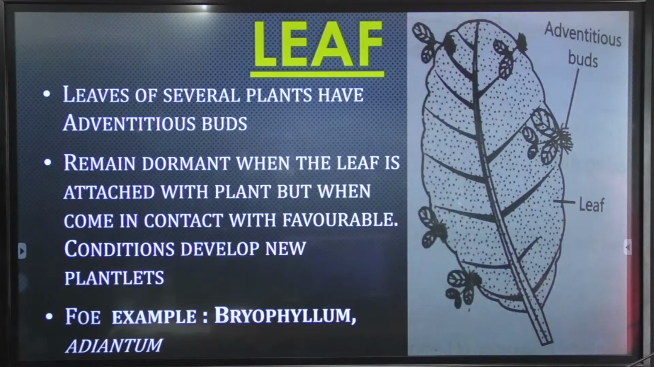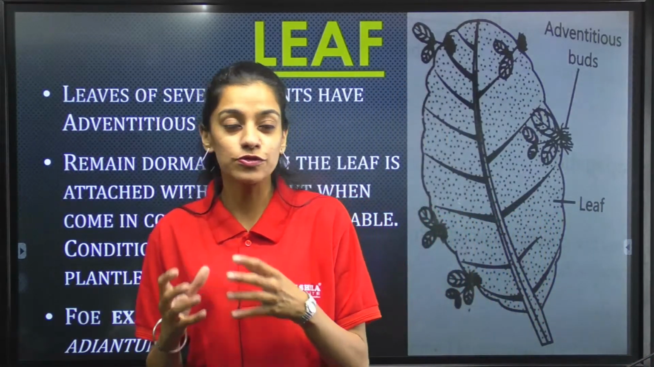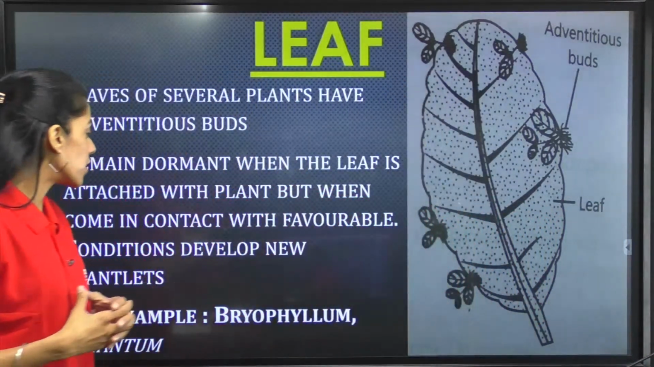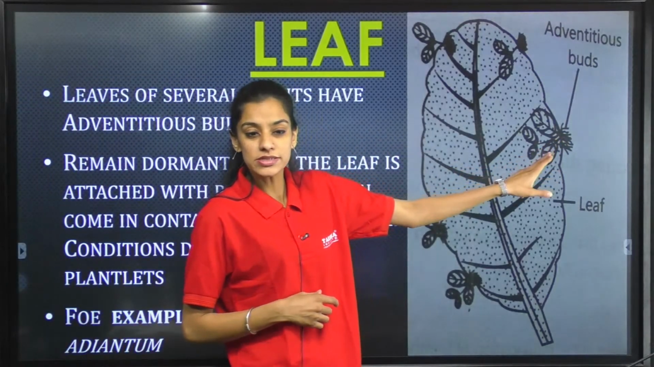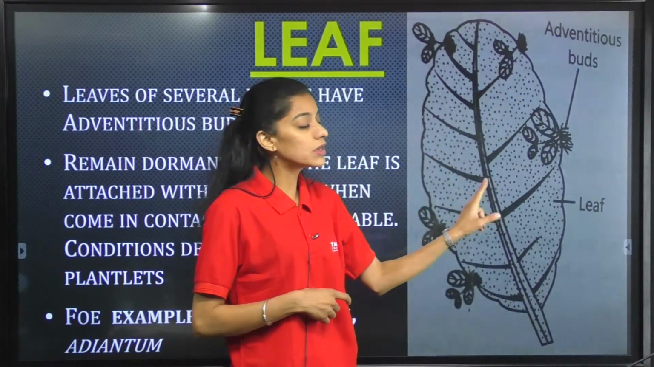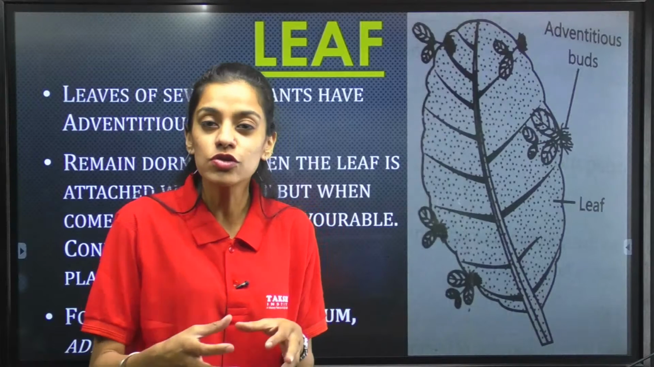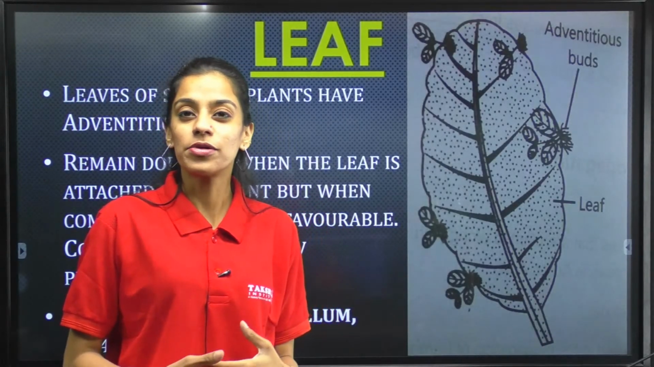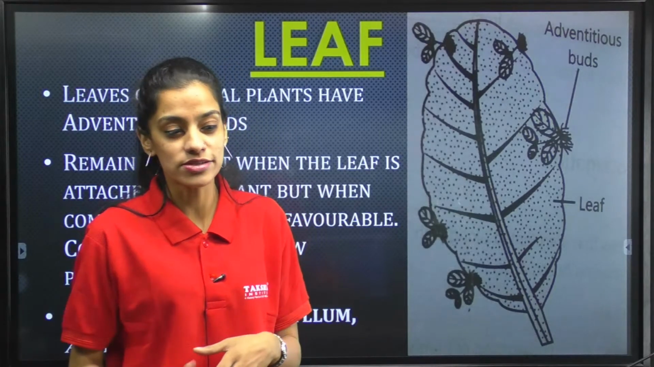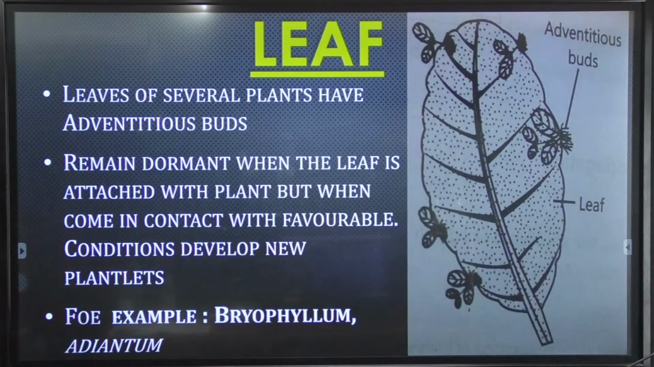For example, you have Bryophyllum and you have Adiantum. Adiantum is a fern. And in Bryophyllum, can you see that over the leaf you have some buds that are very clearly visible, and from there the plantlets appear, and when you grow those plantlets under optimum conditions, they start to germinate and a complete new organism will be formed from it. Right, so relate it with the diagram.